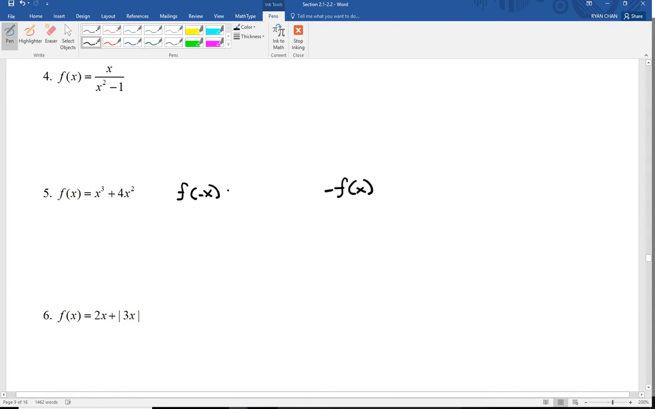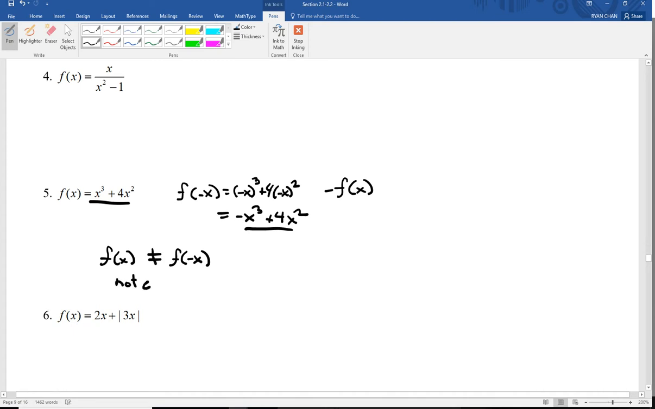Okay, so f of negative x, let's look at this one. This is going to be negative x cubed plus 4 times negative x squared, and this is negative x cubed plus 4x squared. So I figured out f of negative x. Let's look at f of x and f of negative x, and I notice they're definitely not the same. So because of that, it is not even.